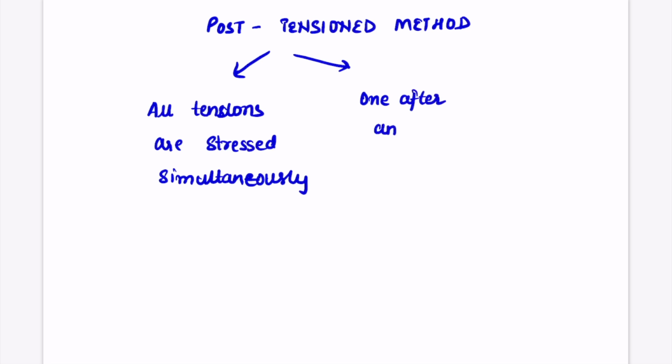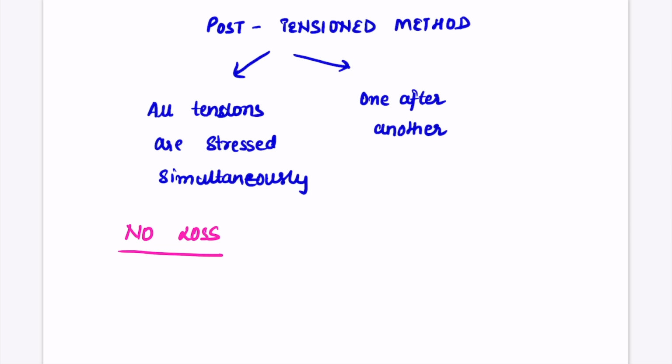So in the first case, when all the tendons are stressed simultaneously, there will be no loss due to elastic deformation of concrete. Why? Because the pre-stress will be measured after the stressing. So this elastic deformation loss won't be measured there.